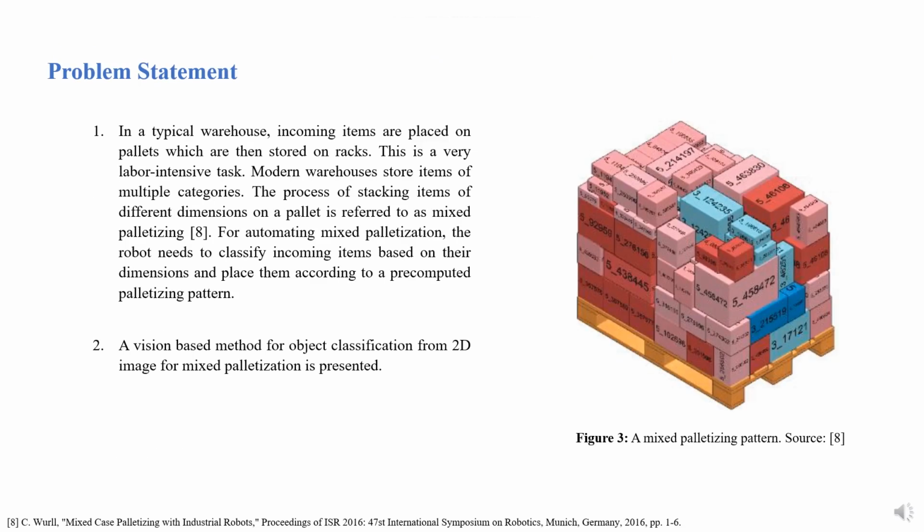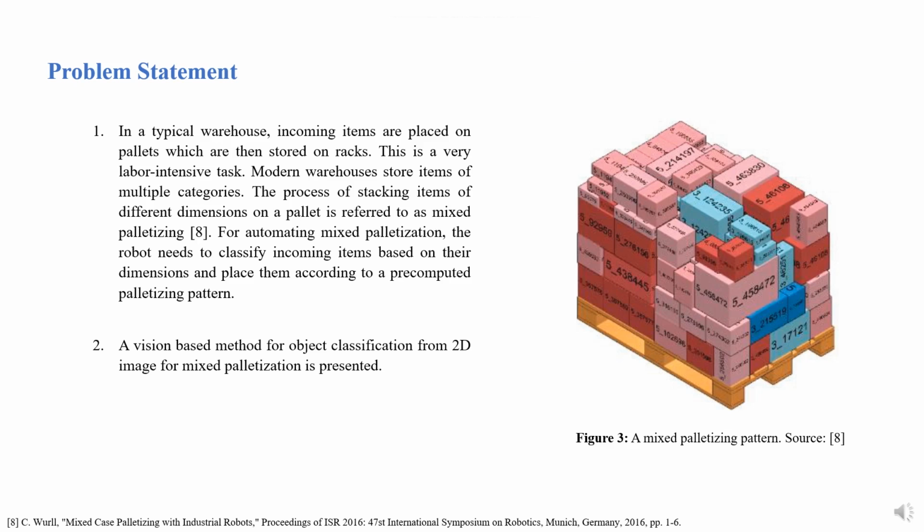In a typical warehouse, incoming items are placed on pallets, which are then stored on racks. This is a very labor intensive task. Modern warehouses store items of multiple categories. The process of stacking items of different dimensions on a pallet is referred to as mixed palletizing.